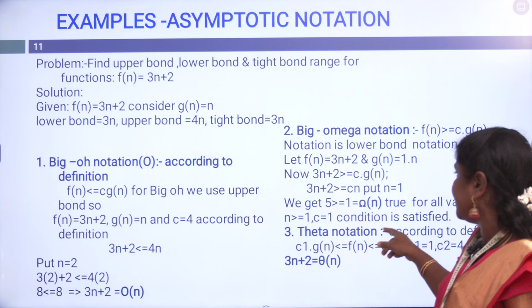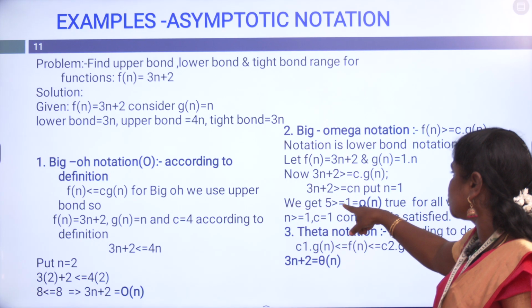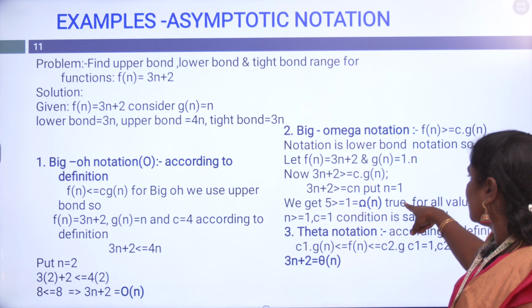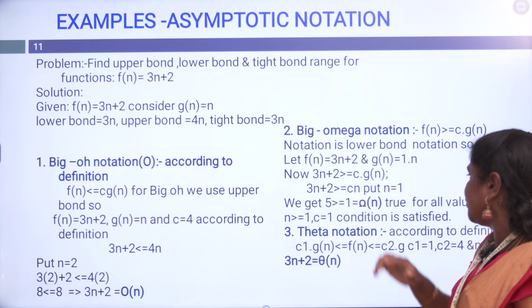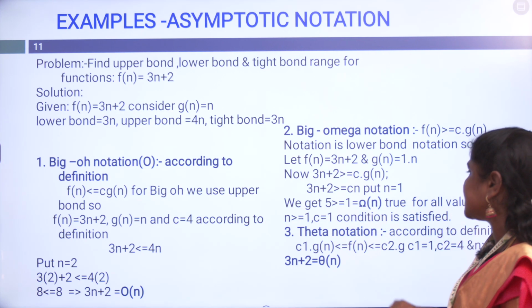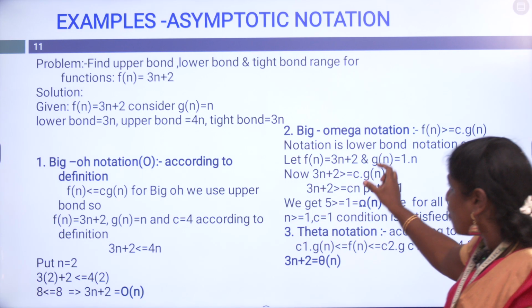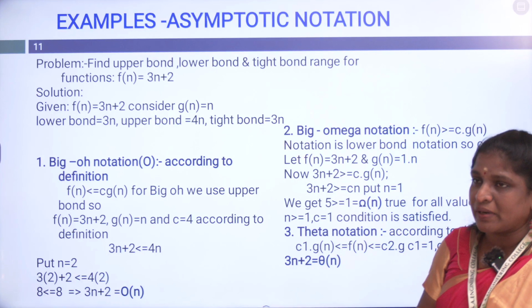So we are getting 3n plus 2 greater than or equal to c n. When we are assigning a value to n, we are getting 5 greater than or equal to n. So the condition is satisfied, then we are assigning big omega of n for the particular time complexity.